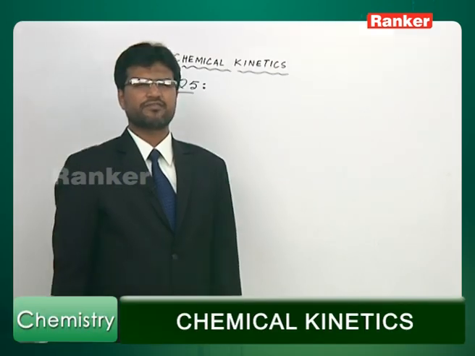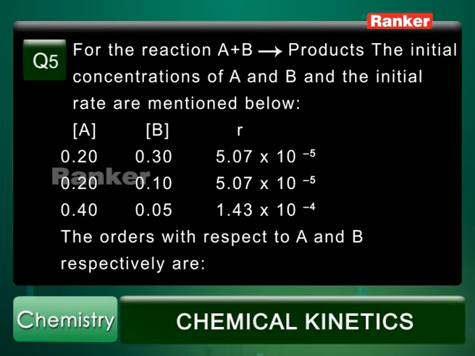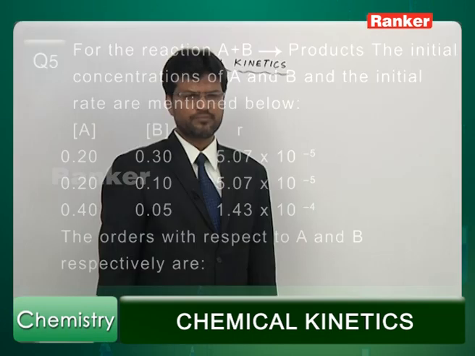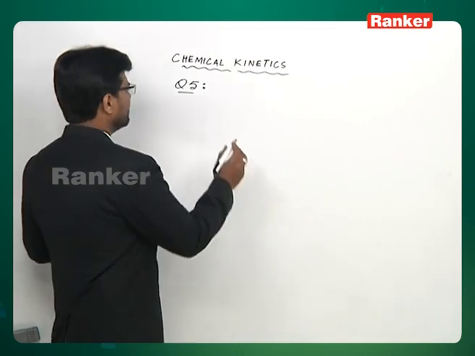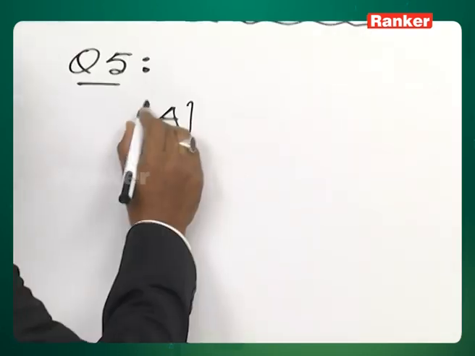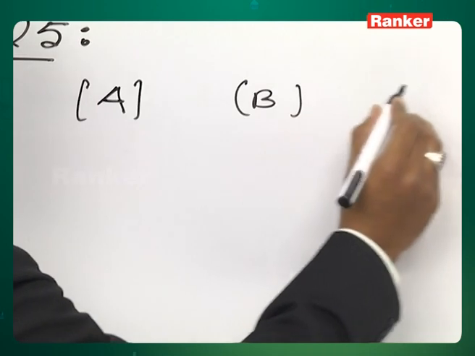Question number 5. For the reaction A plus B gives products, the initial concentrations of A and B are mentioned below, and the initial rate is also given, and from this data we need to find out the order with respect to A and the order with respect to B. I'll just copy that here: initial amount of A, initial amount of B, and initial rate.